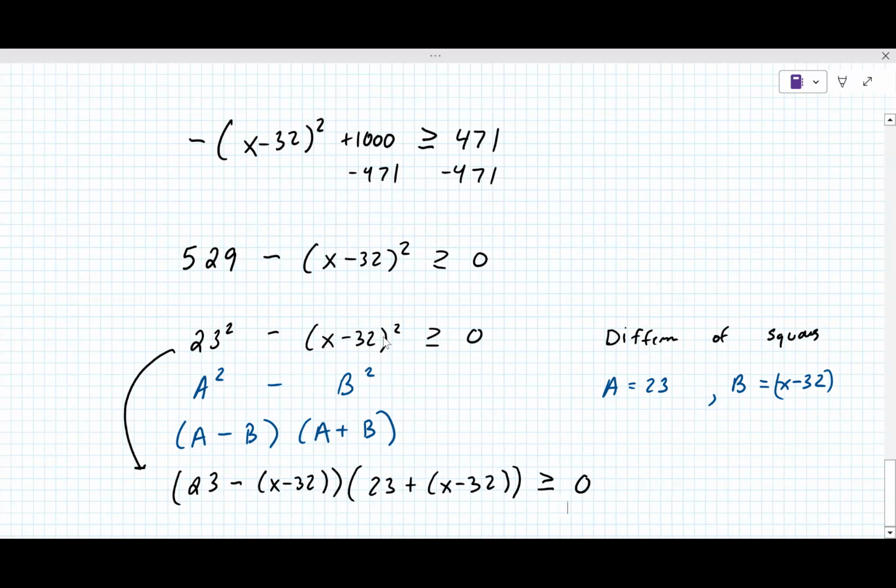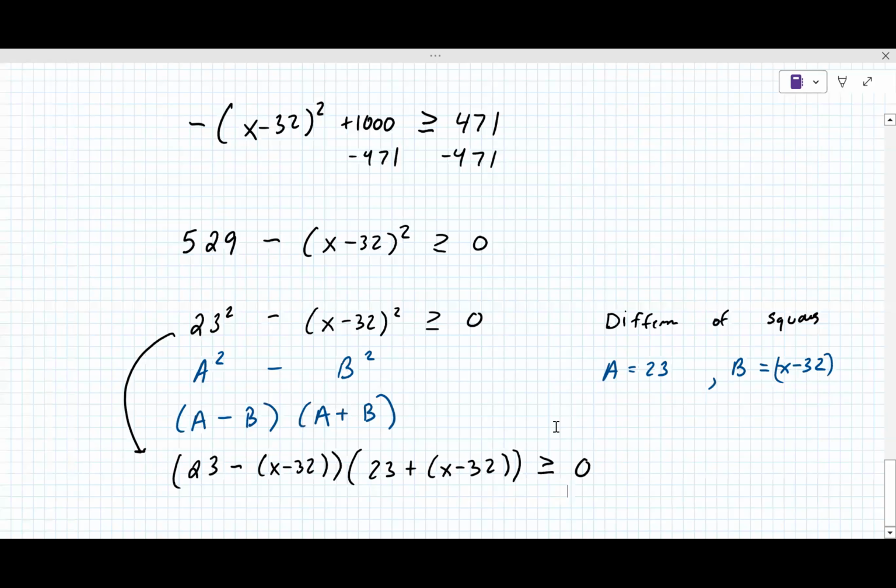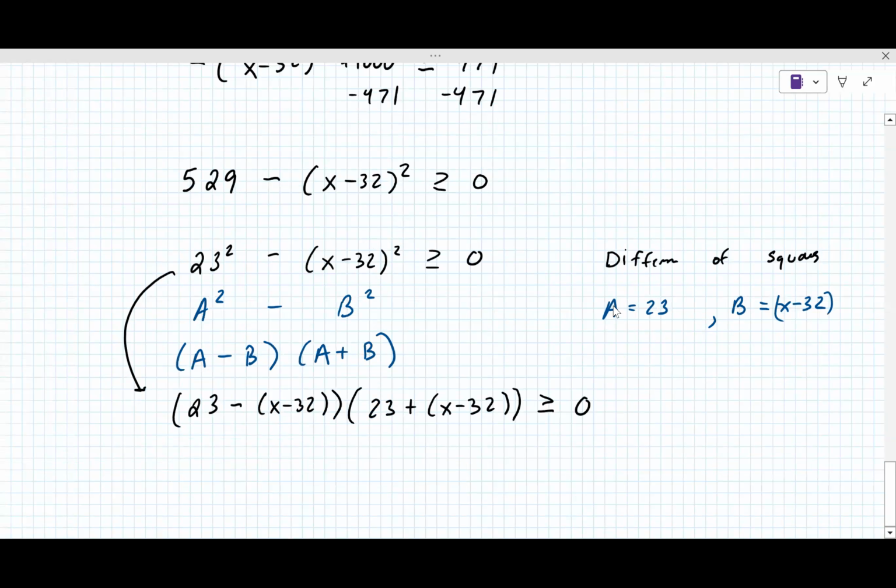This is considered a higher order type problem with a substitution. It's still a difference of squares problem. It's just that it involves what's called a substitution, which I've kind of shown you here. Hopefully this is clear, stepping through it with A and B. It'll get better here in a moment.